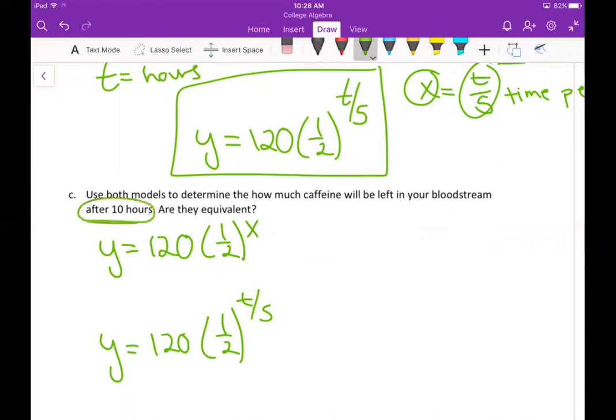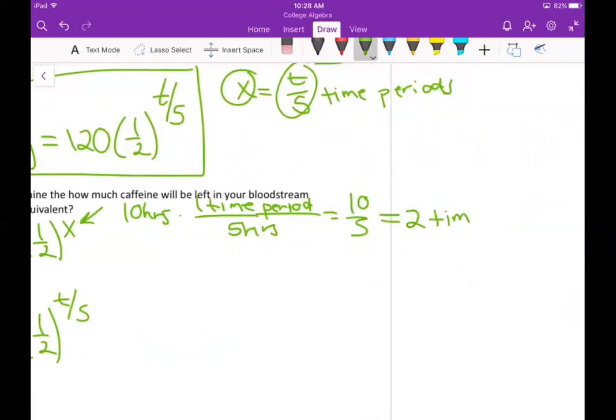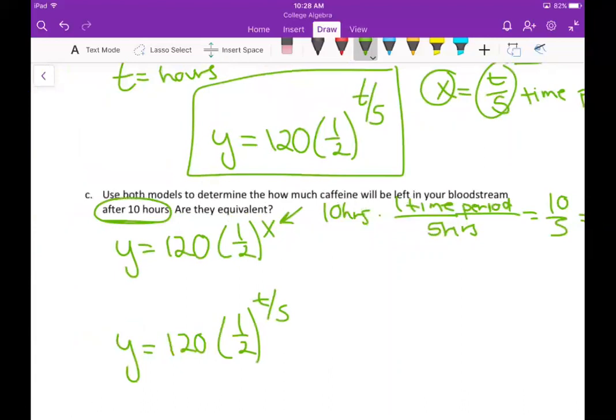Well, 10 hours is how many time periods? 10 hours times 1 time period for every 5 hours. And we'll see that that's 10 divided by 5, or 2 time periods. So for this one, we're going to take Y equal to 120 times 1/2 to the 2nd power.